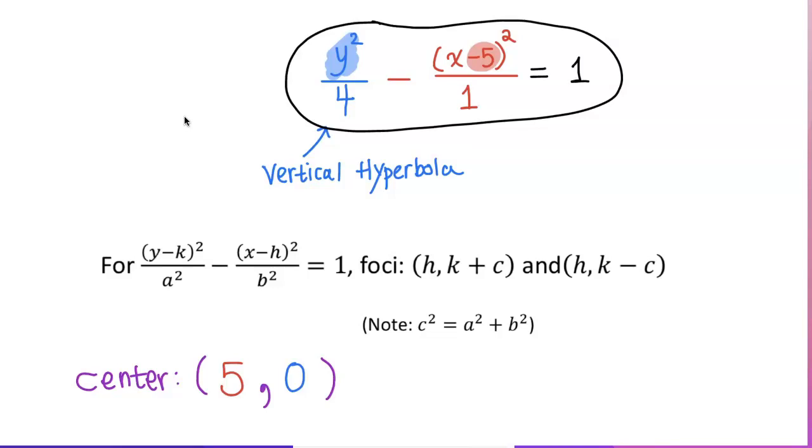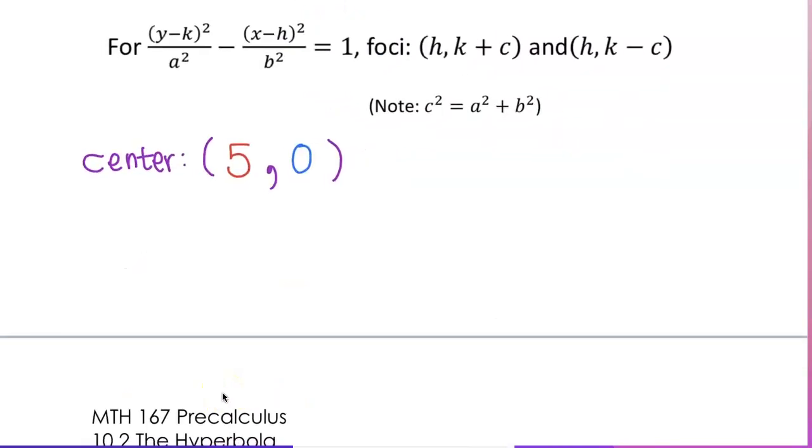Now to find foci, all you have to do is add a number, sometimes to the y coordinate, sometimes to the x coordinate. Now we're going to be adding it to the y coordinate because we got a vertical hyperbola. When the y fraction is positive, you will be adding the c value to the y coordinate of the center. So look, when you find the foci, the final answers, both of them will have the same x coordinate as the center. They will both be 5. They're not going to change because they will all be on the same vertical line. But now we have to find their y coordinate. And to find the y coordinate, all we have to do is add the c value to the y coordinate of the center.